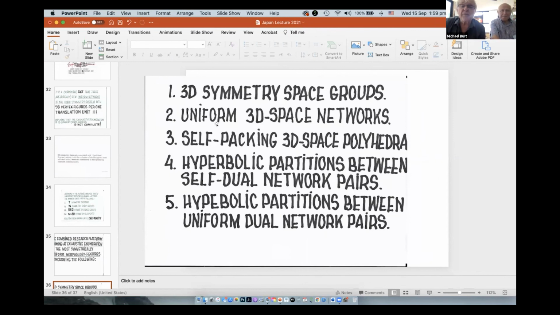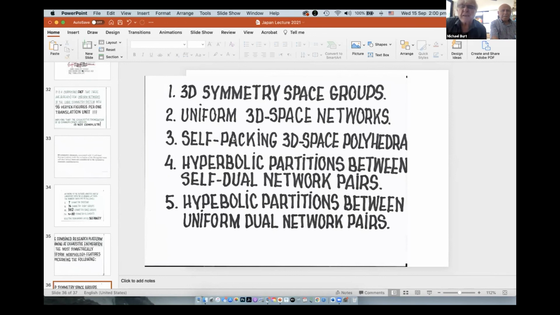Second, uniform 3D space networks. I have today more than 700 solutions already, and I believe it can go higher, maybe twice that, to 1,000 and so on networks. But the way is still long.